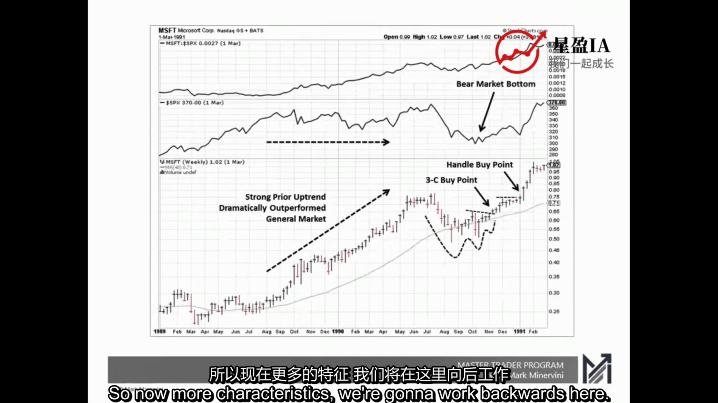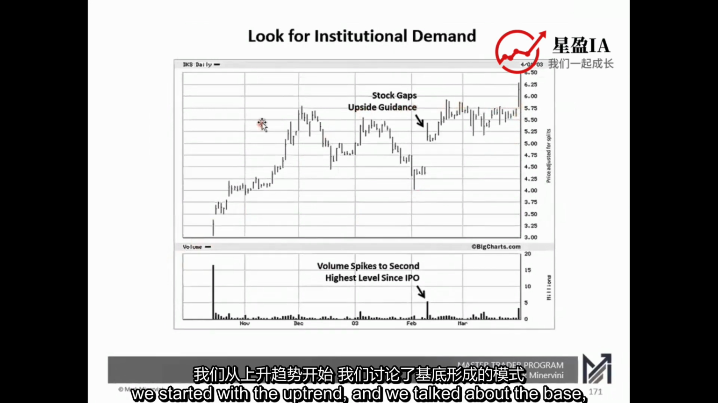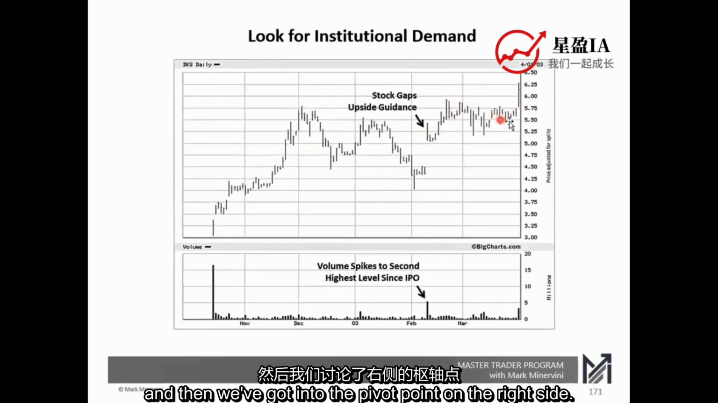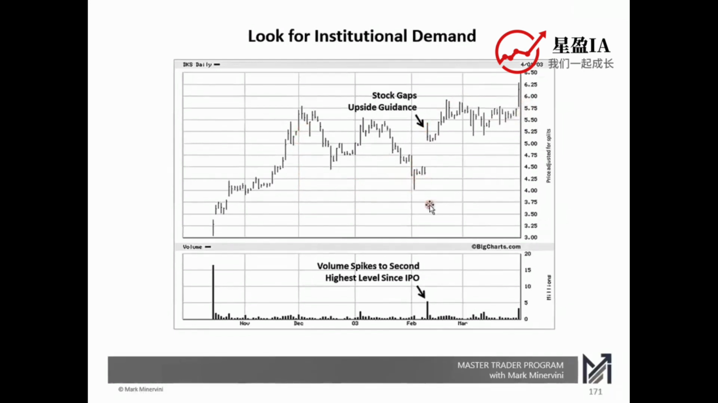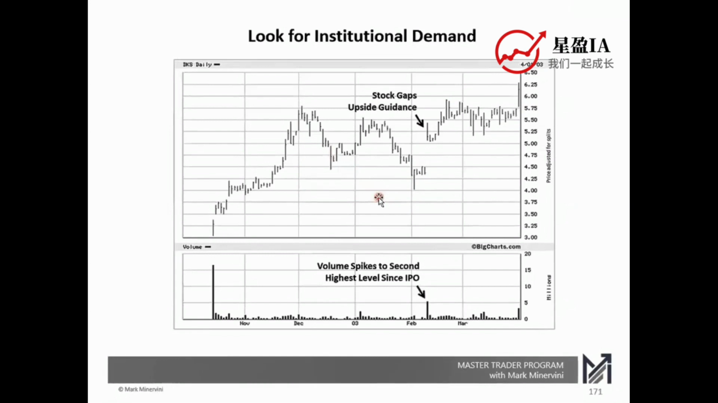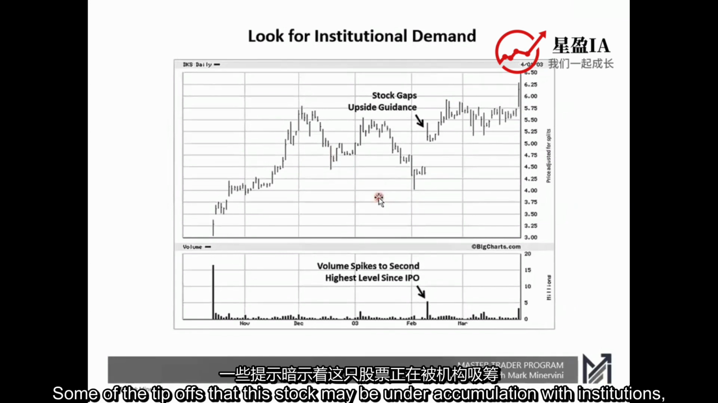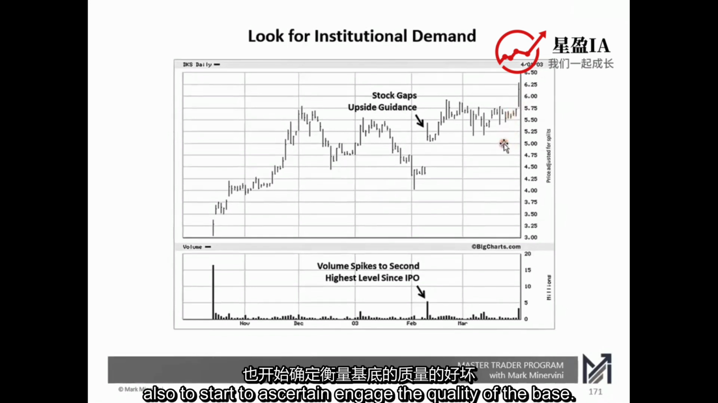Let's see here. Okay, so now more characteristics. We're going to work backwards here. We talked about we started with the uptrend, then we talked about the base, and then we got into the pivot point on the right side. We're going to actually go backwards a bit now and start to look within the base, and what are some of the characteristics that we want to see, and some of the tip-offs that this stock may be under accumulation with institutions, and that it's a stock that we might want to consider, and also to start to ascertain and gauge the quality of the base.